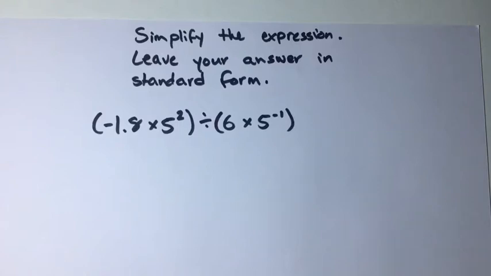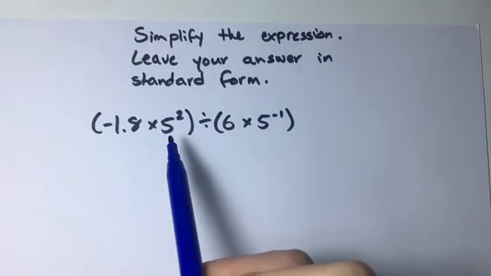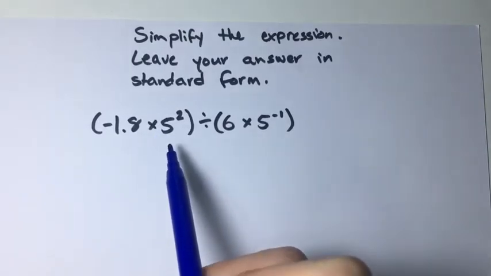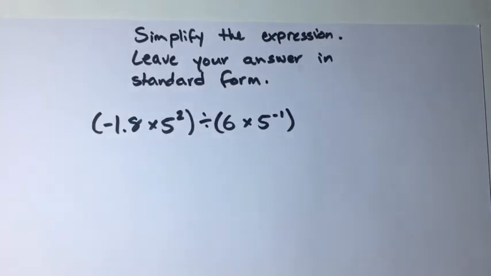So here they want us to simplify the expression, and they want to leave our answer in standard form. Now, when we look at this, we can see that it's kind of in the same form as scientific notation. The only difference is that we have a 5 as our base here and here instead of a 10. Now, with it being in the same format, we can still work it out the same way we would with scientific notation. So let's see what I mean by that.